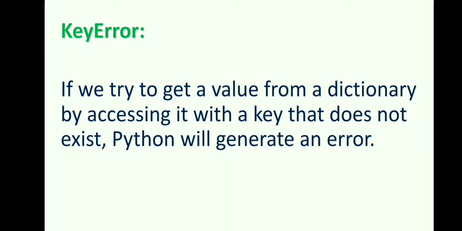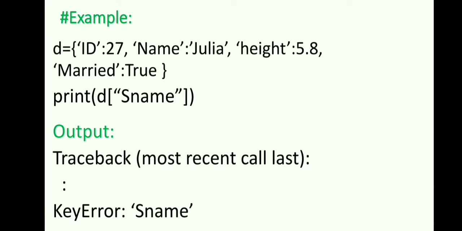Key error. If we try to get a value from a dictionary by accessing it with a key that does not exist, Python will generate an error. Example. In this example, we have assigned a dictionary to the variable d. This dictionary's keys are ID, name, height and married. Since sname is not a key in the dictionary, this results in an error. It is an error to extract a value using a non-existent key.